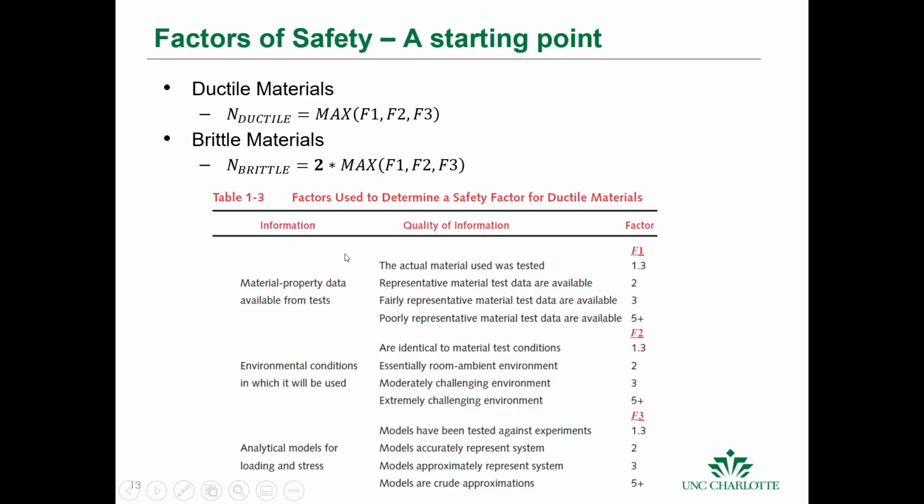But if you don't and you're doing some of this, you're going to have to make these judgment calls, okay? And so this is some guidelines. If the material is ductile, then you pick the max of these F1, F2, or F3 safety factors and use it as your safety factor. If the material is brittle, which means it'll go all the way up into a certain load and then fracture, then you need to have a higher safety factor, okay? And in that case, you would use the maximum of the same table, but you double it, okay?